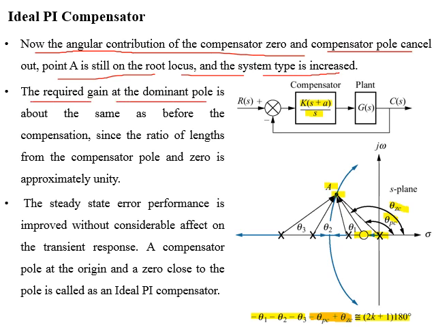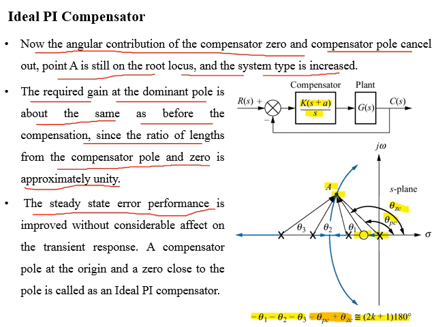The gain required at a dominant pole is about the same as before the compensation, because the ratio of the lengths of the compensator pole and compensator 0 is approximately unity. So we conclude that steady state error performance is improved without considerable effect on the transient response. A compensator which consists of a pole at the origin and a 0 close to the pole is called an ideal proportional integral compensator, or PI compensator.